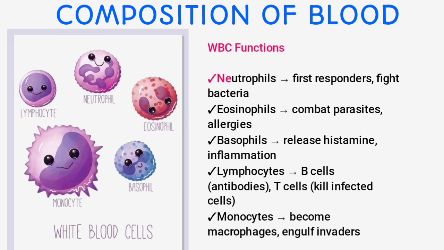Now each type has a unique role. The neutrophils are the first responders and they fight bacterial infections. Now the eosinophils, they combat parasites and they are also involved in allergic reactions. We also have the basophils, which release histamine in inflammatory responses. And we also have the lymphocytes, which produce antibodies and they also attack infected cells. And then finally the monocytes, which develop into macrophages and they engulf pathogens and debris.